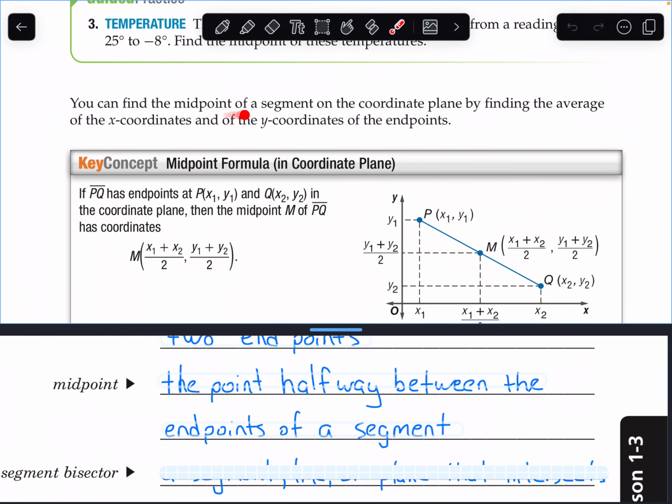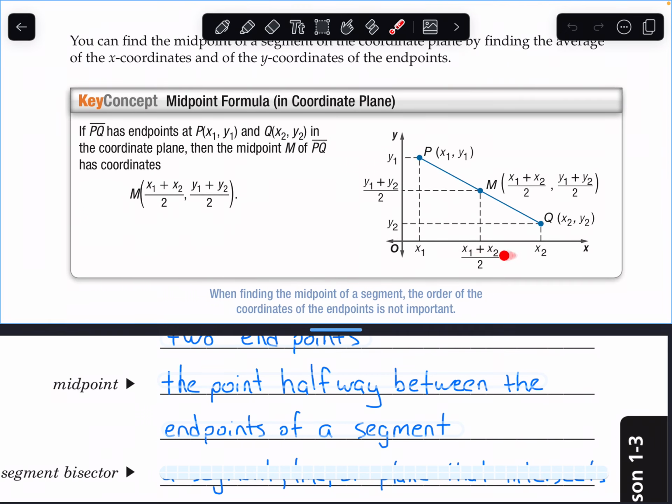You can also find the midpoint of a segment on the coordinate plane by finding the average of the x-coordinates and of the y-coordinates of the endpoints. I know this diagram has a lot going on, but let's try to break it down. Notice that this point P has coordinates x1 and y1. This point Q on the end has coordinates x2, y2. And if you look along those axes, what we are finding is the midpoint on a number line between x1 and x2 is the average of those, and between y1 and y2 is the average of those.